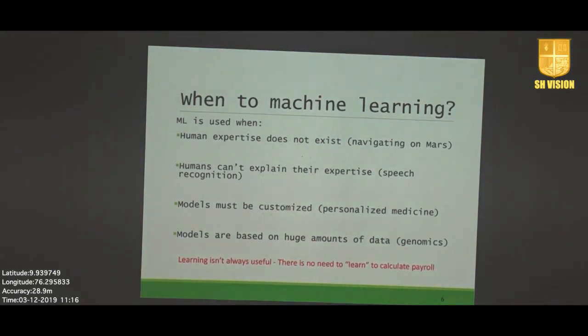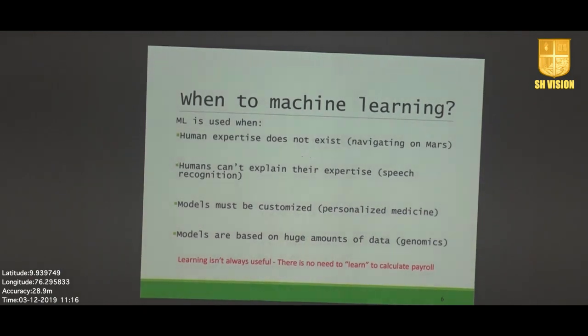Suppose we are launching a satellite or a machine to Mars, and we find a rock there, and we need to analyze what chemical components are in that rock. In that case we cannot reach Mars, so we cannot identify which chemical compounds are in that stone.